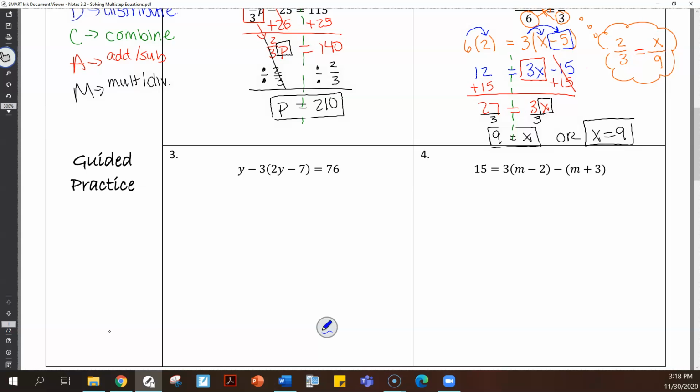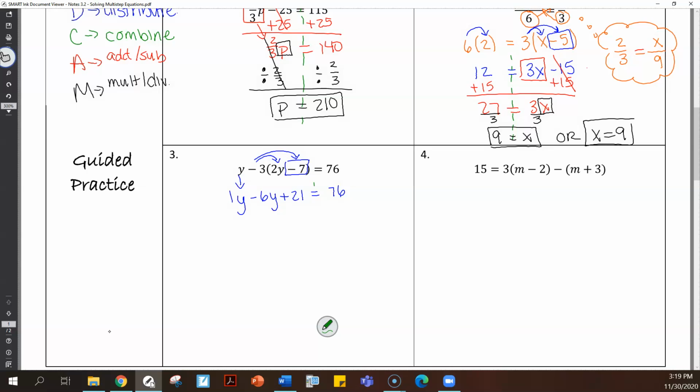My y is not part of my distributing, so it's just going to come down. If you want to put a 1 in front of that y because that makes you feel better, go for it. Then I'm going to get rid of these parentheses by multiplying my outside number. -3 times 2y. -3 times 2 is -6, and y comes with it. -3 times -7. -3 times -7 is +21, and then equals 76 comes down. The only thing I did was get rid of these parentheses by distributing. Everything else stays the same.